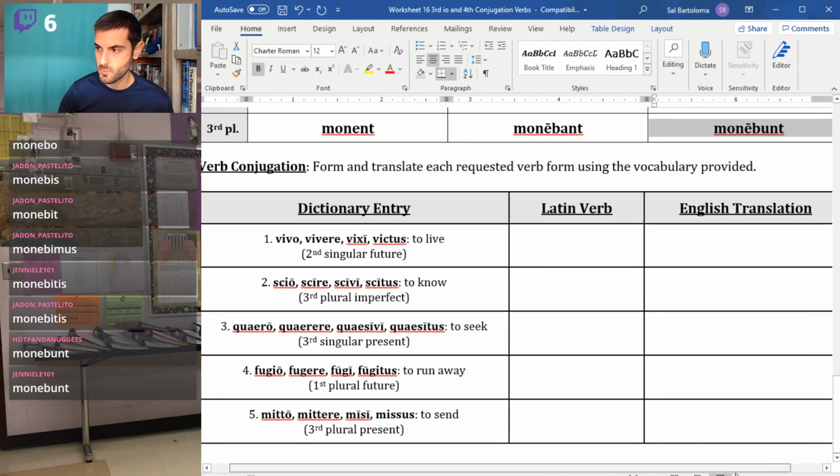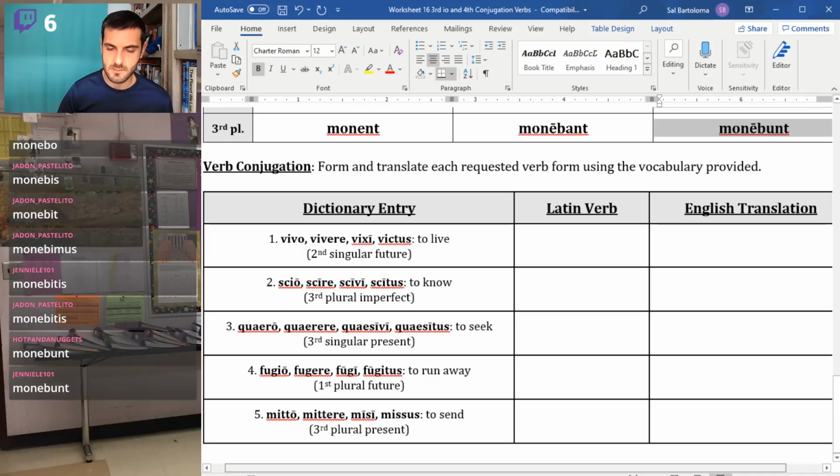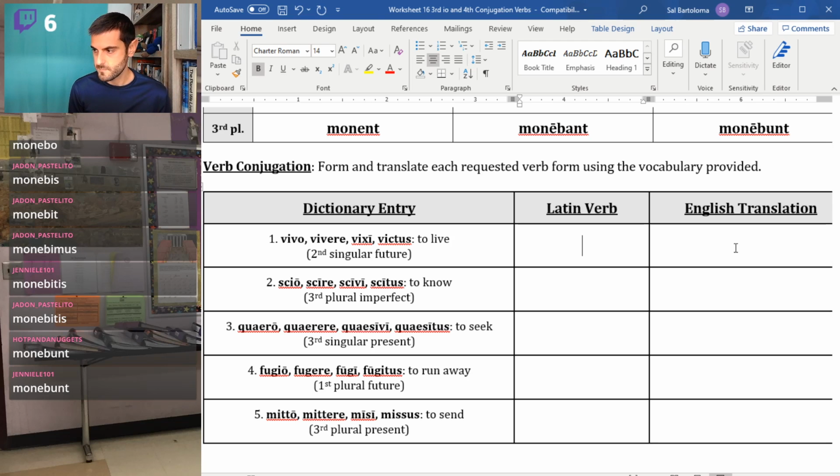All right, so there's going to be a section like this on the quiz as well. So I give you a verb, and I ask you for a particular form of that verb. So instead of doing the whole chart, you're going to give me just the second singular future form for this verb. And the verb is vivo, vivere, to live.